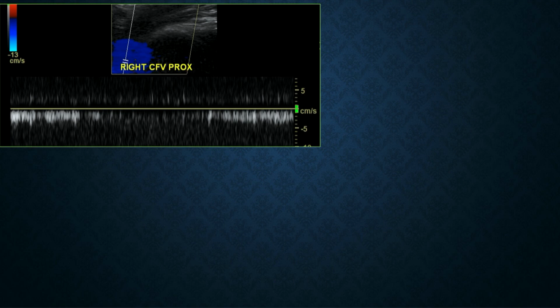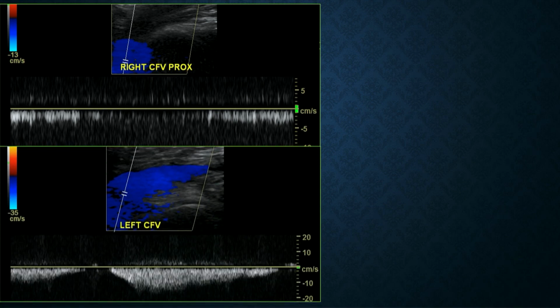How can you tell that? Look at the contralateral side. We always should look at the contralateral side. Even if they order a unilateral study, always get the contralateral femoral waveform. Very helpful. When we compare them, we clearly see there's an abnormality here.